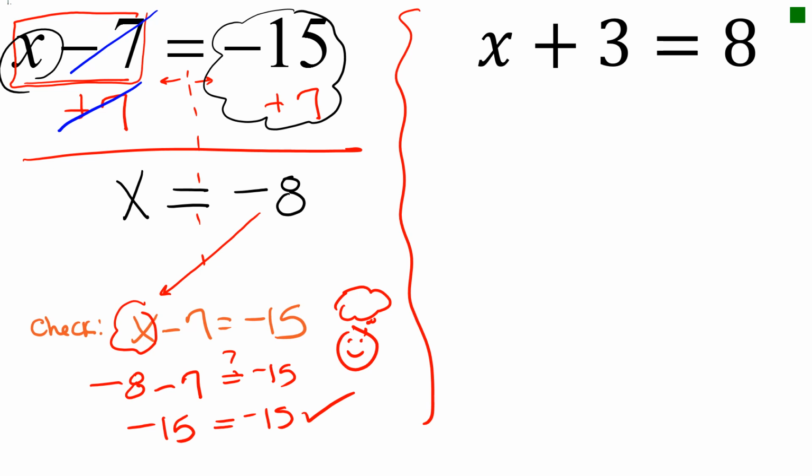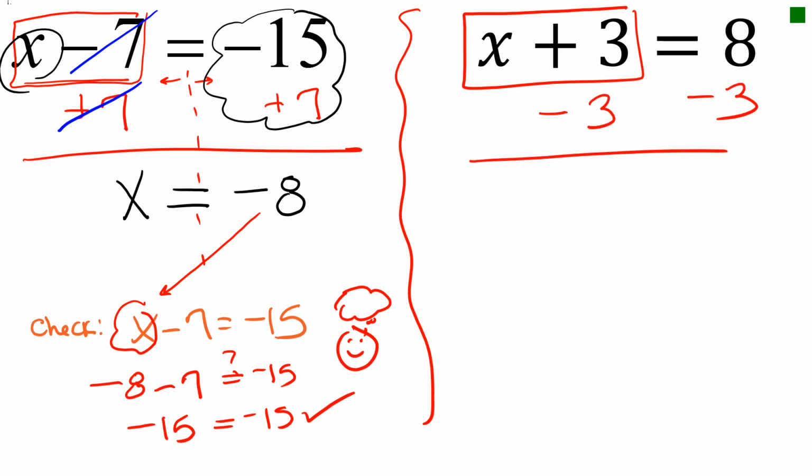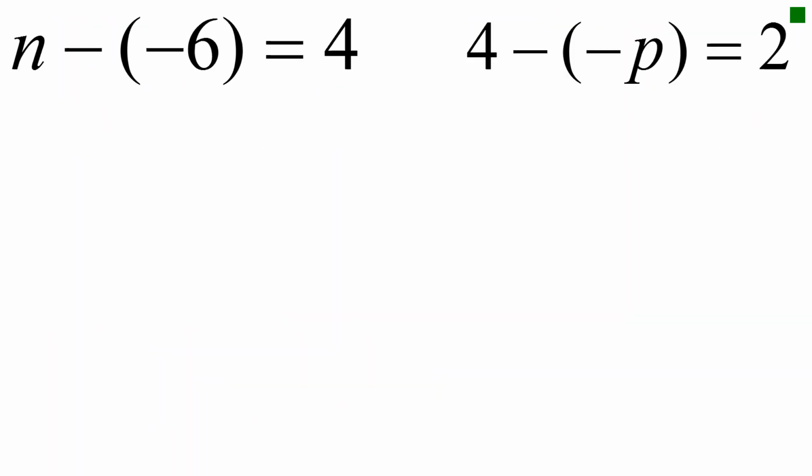So looking at the second one, over here on the left-hand side is where I've got my variable and my plus sign. To get rid of a plus 3, we're going to subtract 3 from both sides. When you do that, positive 3 and negative 3 cancel. Leaves me with x. Bring down that equal sign, and 8 minus 3 is 5.